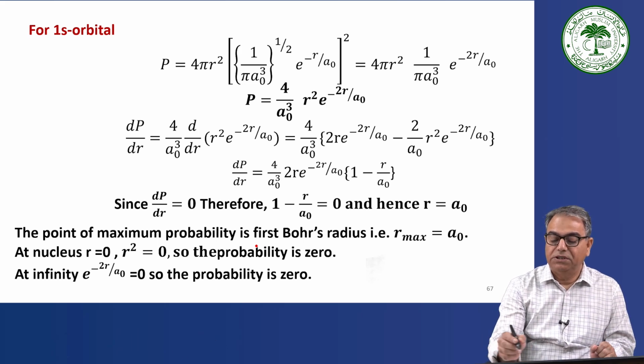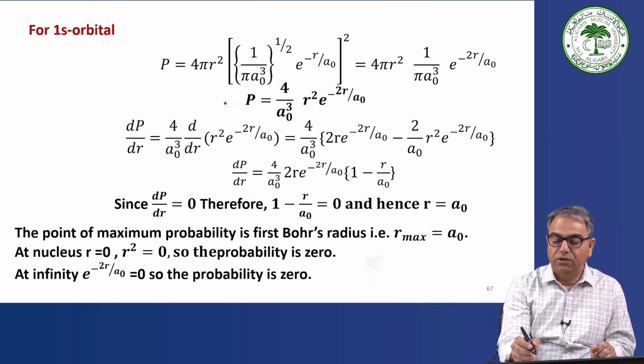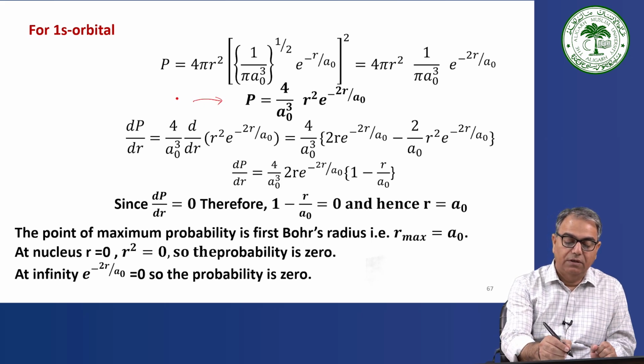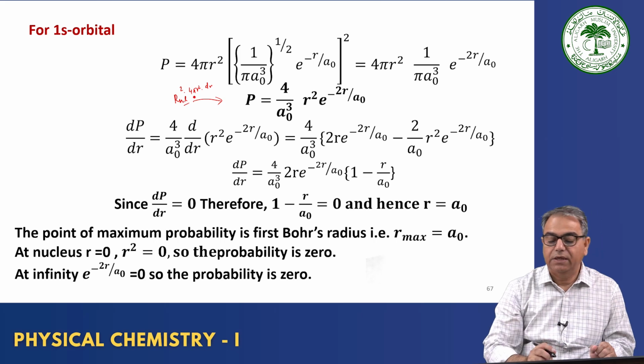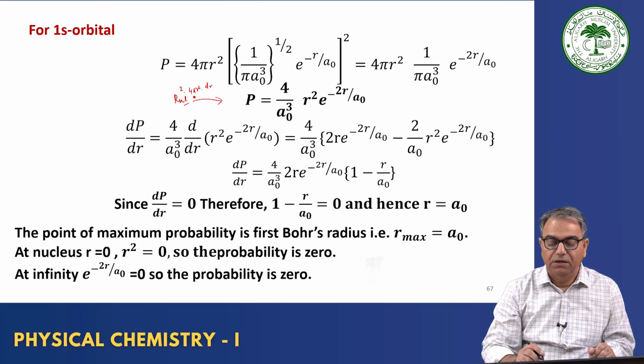If you multiply everything, you get 4 divided by a naught cube, r square, exponential minus 2r divided by a naught. So this is the probability, the square of R nl times 4 pi r square dr. Okay, so this P we have determined. Now you differentiate this P with respect to r.